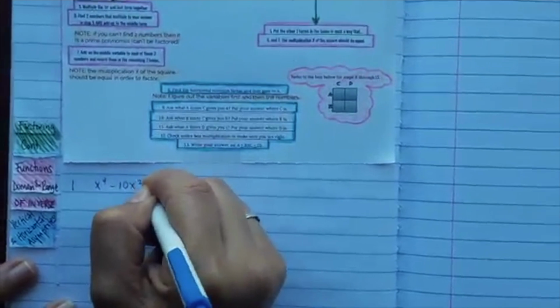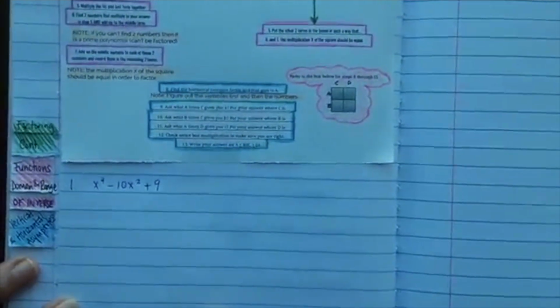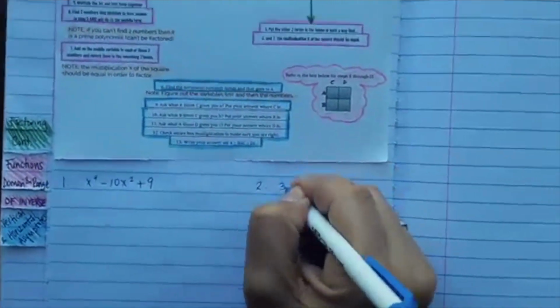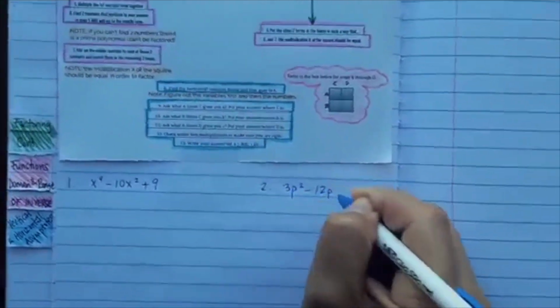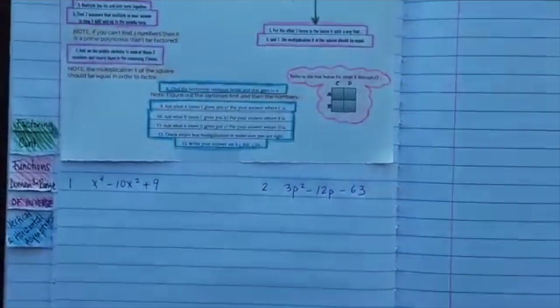So let's look at an example. Let's say we are called to factor this. It's really simple. All you've got to do is follow the steps. So we're going to look at these two problems right now. All right, so step 1, copy it in standard form.